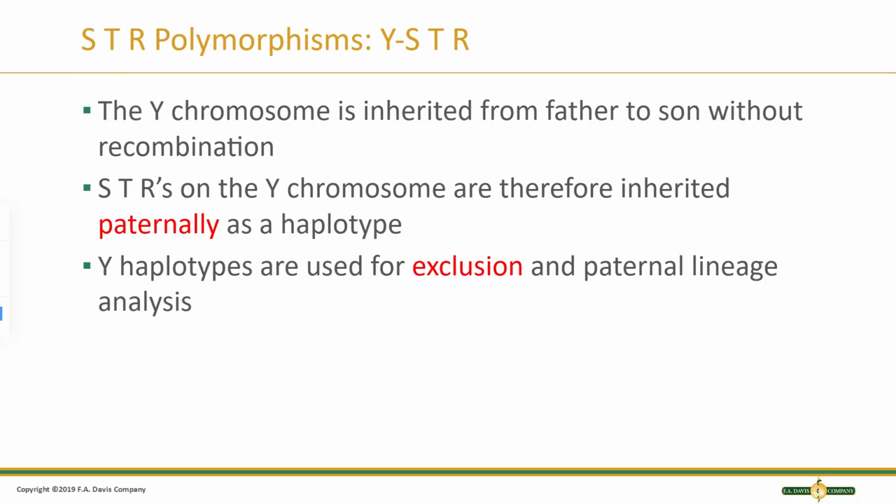STR polymorphisms, the Y STR. The Y chromosome is inherited from father to son without recombination. STRs on the Y chromosome are therefore inherited paternally as a haplotype. Y haplotypes are used for exclusion and paternal lineage analysis.